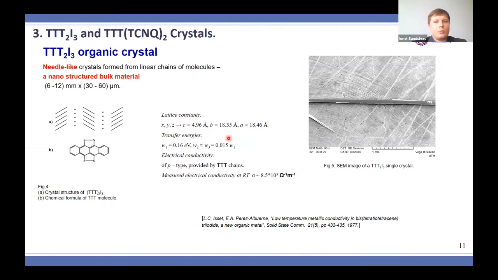Okay, so we are investigating two types of crystals, namely a P-type TTT2I3 and TTTTCNQ2 organic crystals. Such crystals are very specific because they have a nanoscale internal structure consisting of molecular chains of TTT, of donor acceptor pairs. So along the molecular chains, a narrow conduction band is opening. So such materials are providing high electrical conductivity of metal-like type.